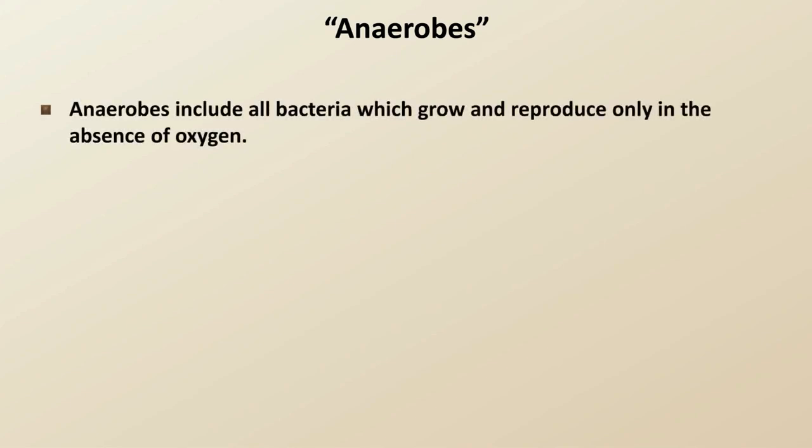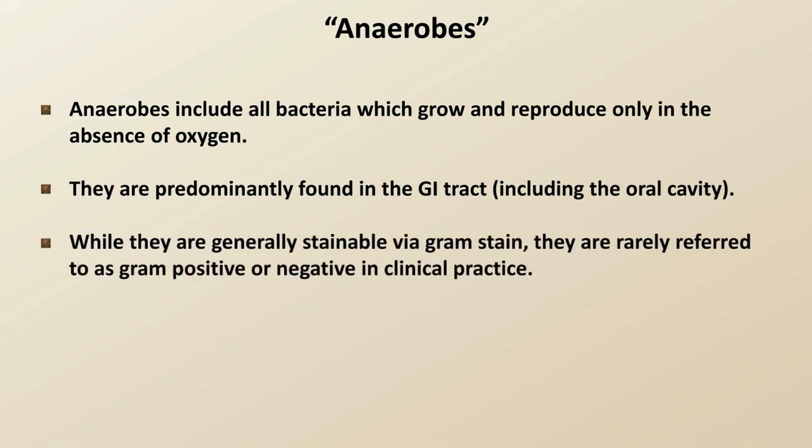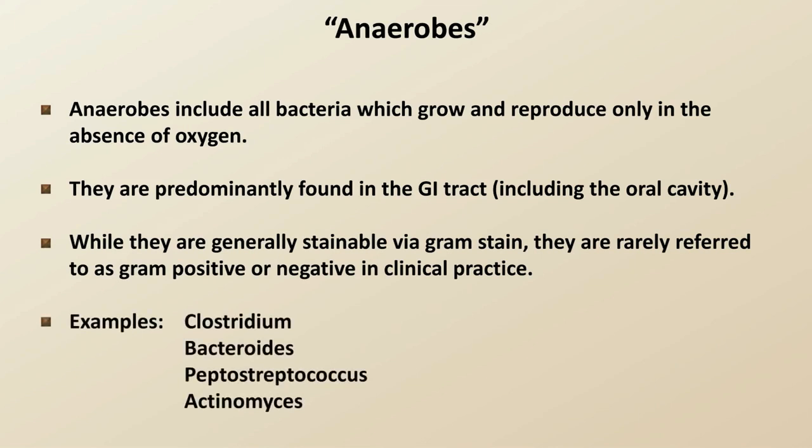Most of the bacteria I focused on so far are the so-called typical bacteria. There are two more brief categories to discuss. First are the previously mentioned anaerobes. Once again, this term refers to all bacteria which grow and reproduce only in the absence of oxygen. They are predominantly found in the GI tract, including the oral cavity. While they are generally stainable via gram stain, they are rarely referred to as gram-positive or negative in clinical practice. Common examples of anaerobes are genera Clostridium, Bacteroides, Peptostreptococci, and Actinomyces.